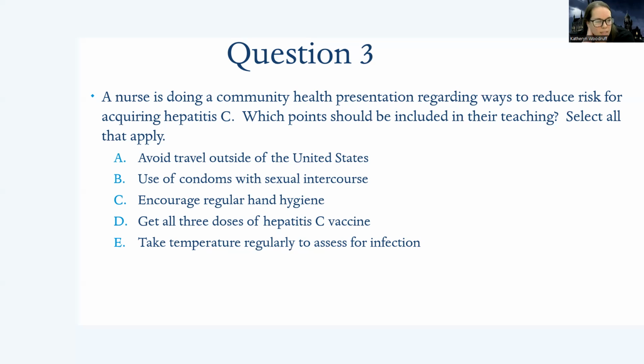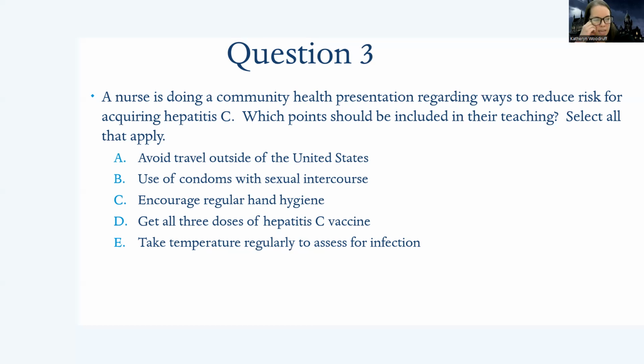Use of condoms with sexual intercourse. So I know that a lot of stuff with hepatitis is about sex, drugs, and rock and roll. There's stuff like IV drug use, stuff like that. And so use of condoms with sexual intercourse seems like it would prevent transmission. If you use condoms, it's going to help where it won't pass through sexual contact, which is one of the ways that someone can acquire it. So I like that one so far. So I'm going to say maybe true for B.